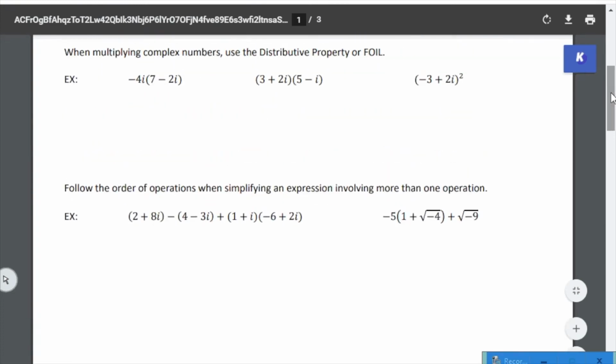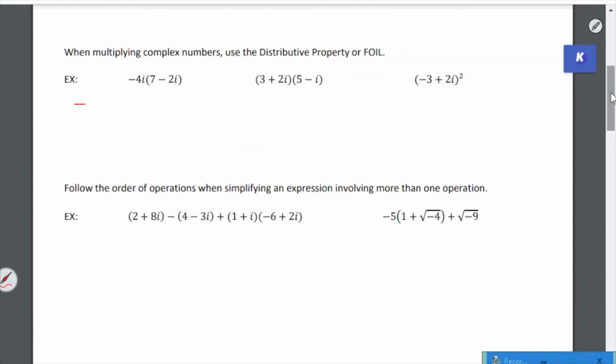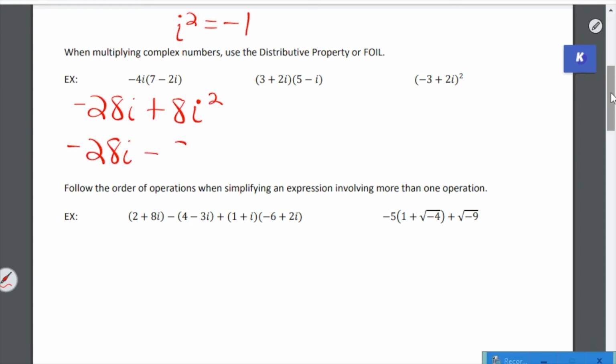I went a little too far. So coming back to this, we had negative 28i, and we had positive 8i squared, because i times i was i squared. Now, knowing that i squared equals negative 1, I am going to substitute that in right here. And I'm going to have positive 8 times negative 1. I was jumping ahead.